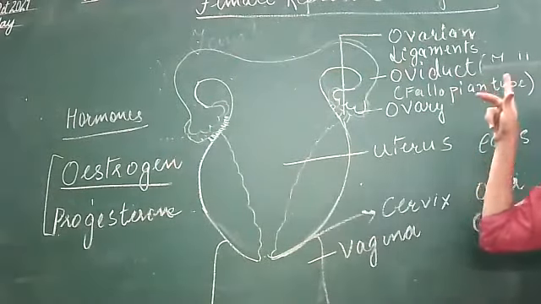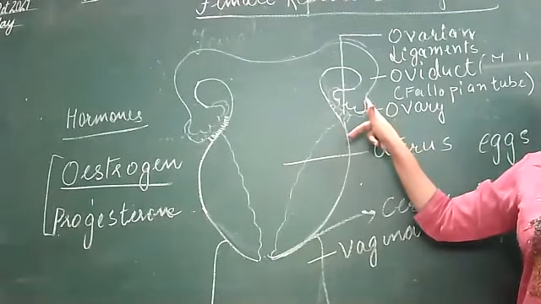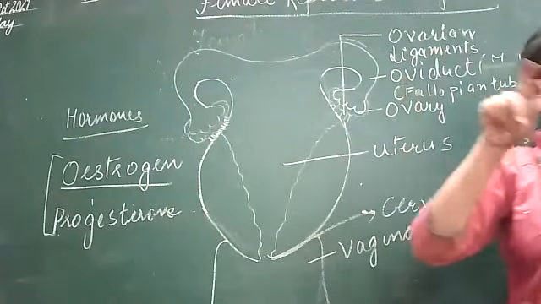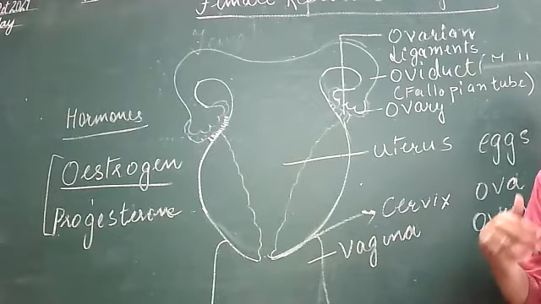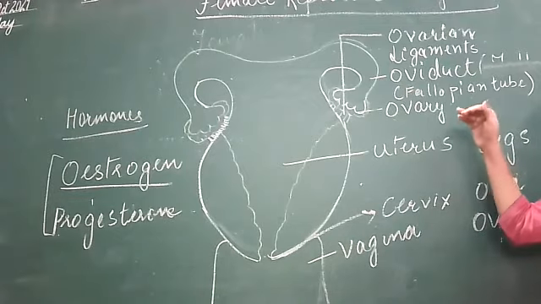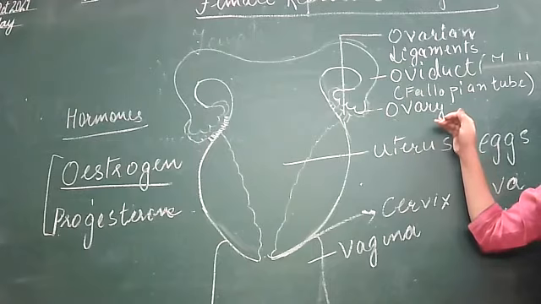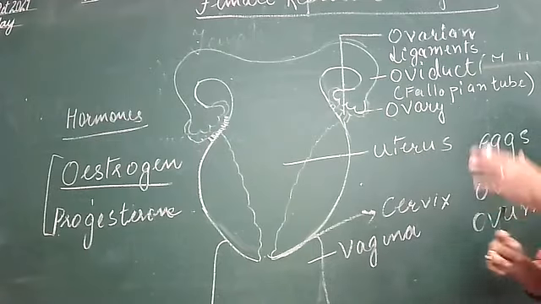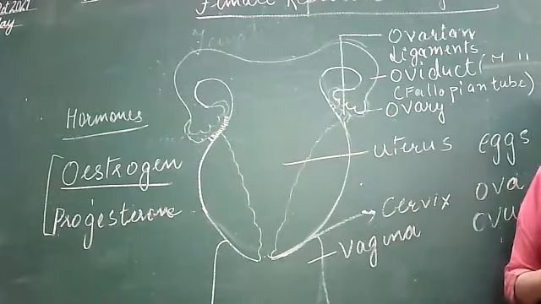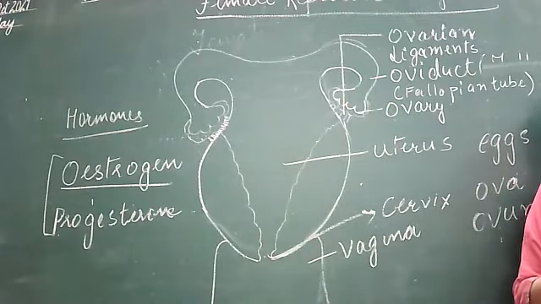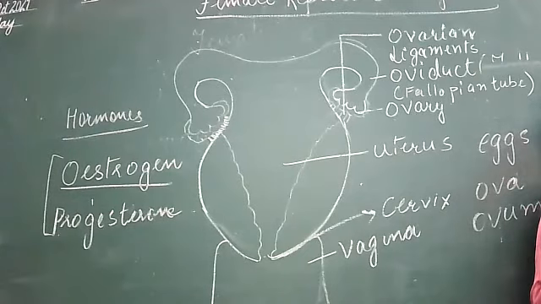Okay? So now this ovary, and there is a single egg. Sperms are so many, but only one egg will be released. Got it? Sperms are released in large numbers, but only one egg will be released. Now, along with this, what will be released? There are two hormones. One is estrogen and the other is progesterone.